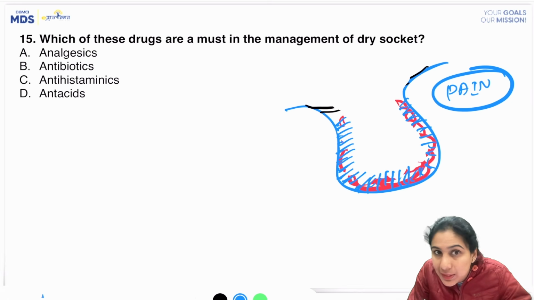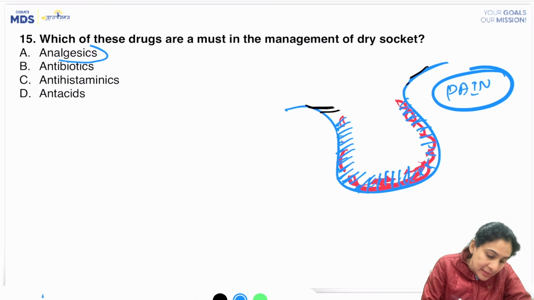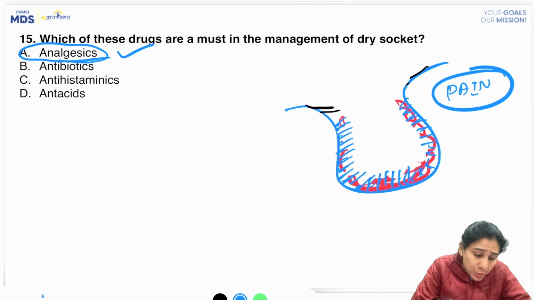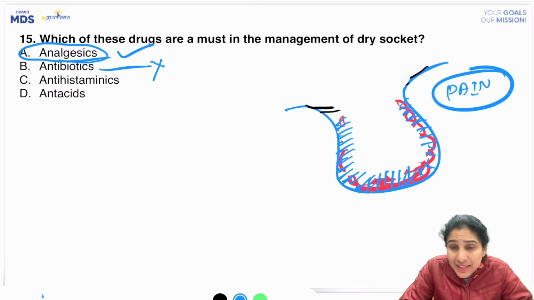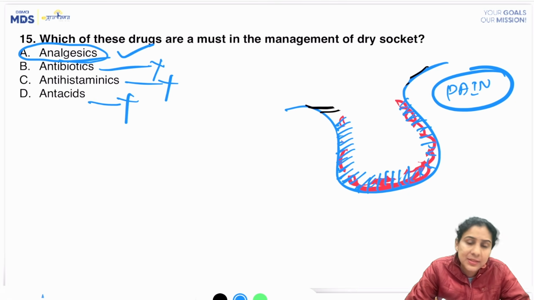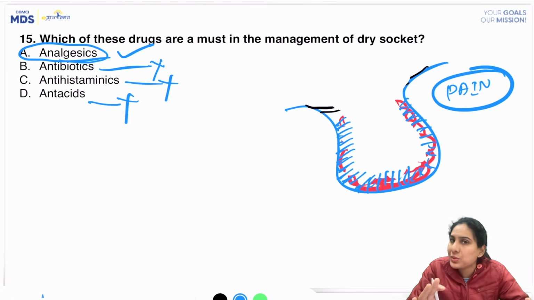How do you do pain control? With analgesics. That's the only drug you need to prescribe. Is there pus? There is no pus. So why do you need to give antibiotic? Is there some inflammation? No antihistaminics, no antacids. Only analgesics is what you need to prescribe.